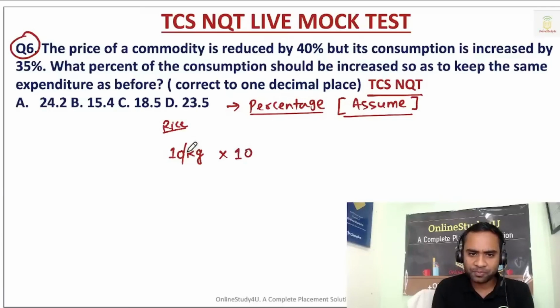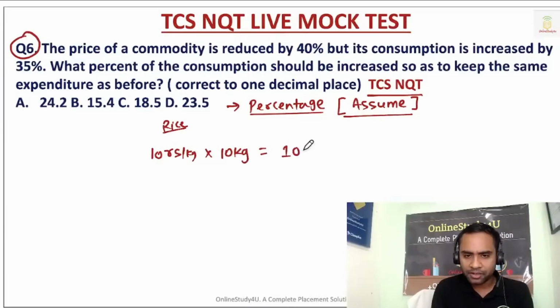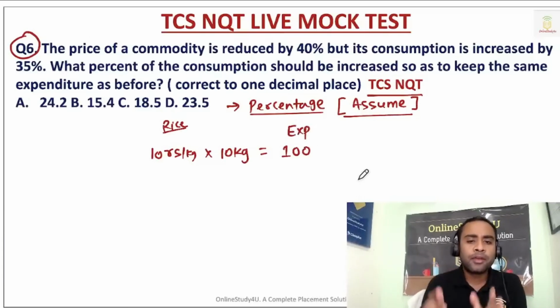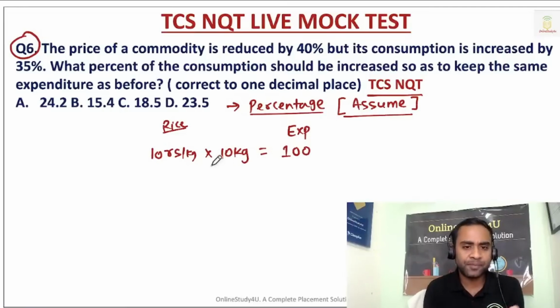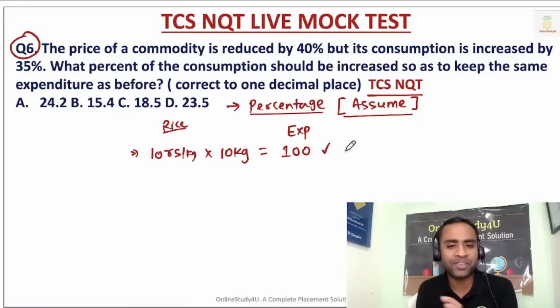So 10 rupees per kg, I will write here. So rice price is 10 rupees per kg and you are buying 10 kg, right? So what is the total value here? 100. That means on rice, how much you are spending? Sir, whole family eats 10 kg and 1 kg price is 10 rupees. So we are spending 100 rupees on the rice.